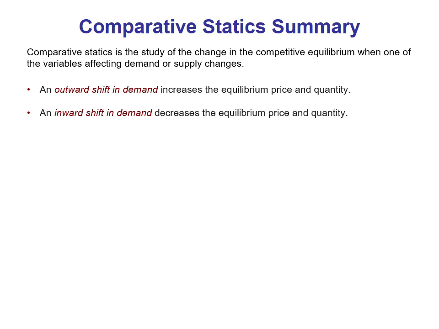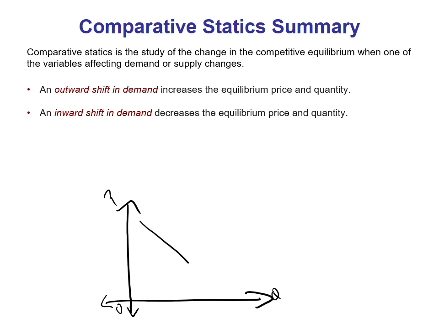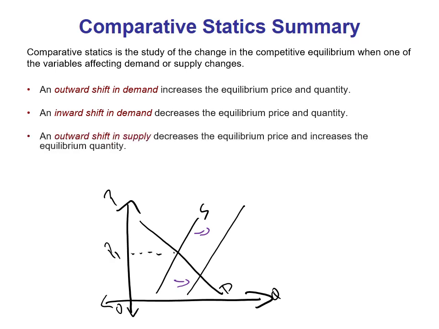How about your supply curve? Okay, an outward shift in supply will decrease the equilibrium price and increase the equilibrium quantity. Okay, sounds complicated, but let's show it. So once again, our demand and our supply, right? Now we have an outward shift in supply. What does that mean? It means supply moves outward. Here we are. Okay, so this was our equilibrium price before, and this was our equilibrium quantity.